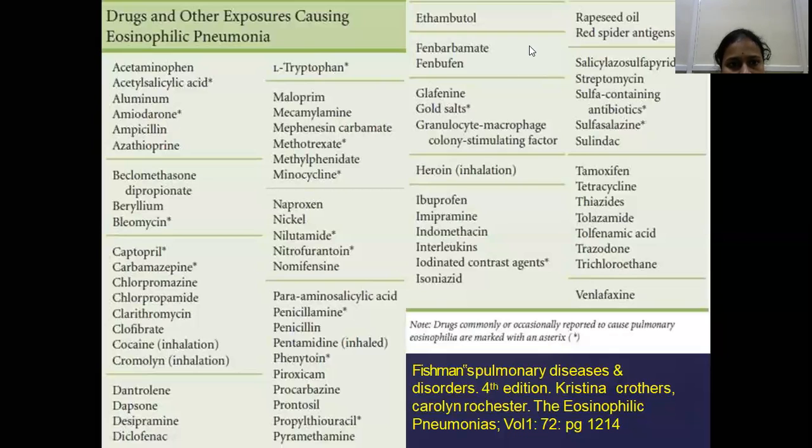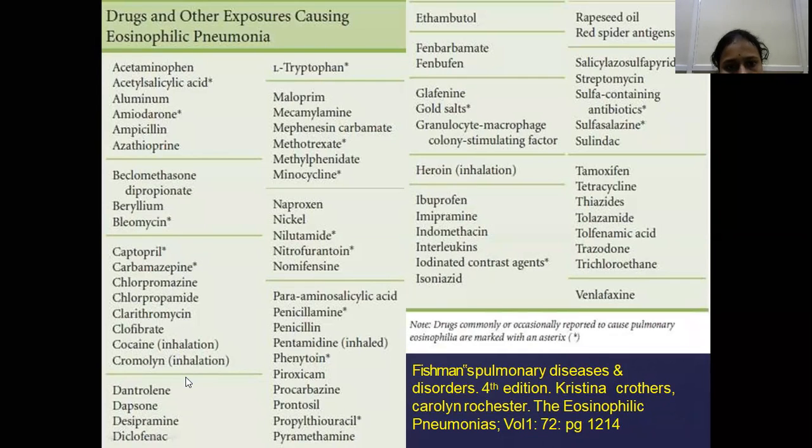These are the common drugs that can cause pulmonary eosinophilias. These are acetaminophen. What is acetaminophen? It's paracetamol. What is acetyl salicylic acid? It is aspirin. These drugs may cause pulmonary eosinophilias. Amiodarone, bleomycin, captopril. What is captopril? An ACE inhibitor.